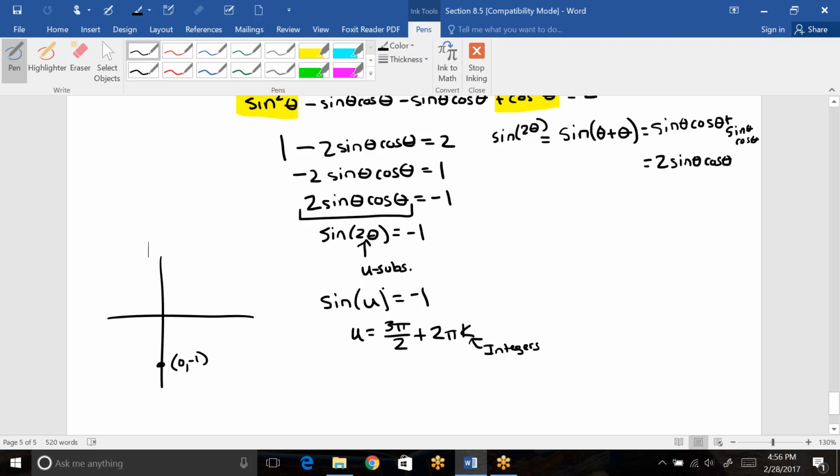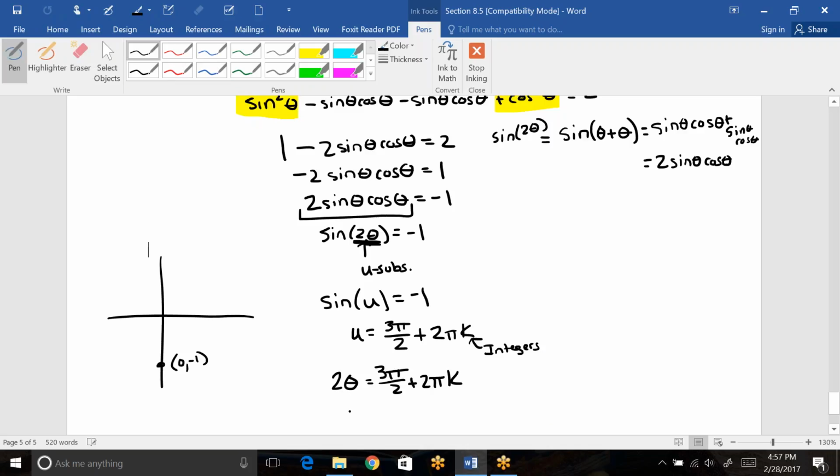Now why this is important here and why we have to do it here is because we actually weren't solving for u. We were solving for 2 theta. So when you get to this point, you have to set 2 theta equal to your answer, which contains all your coterminal angles as well.